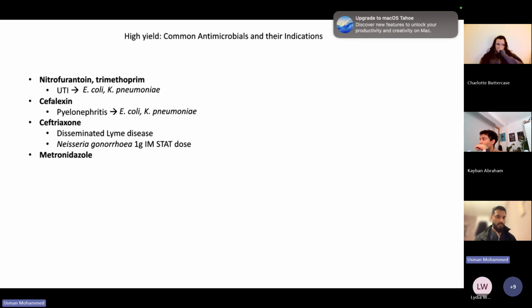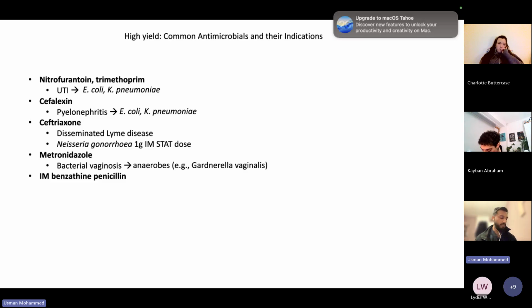Metronidazole. Think about a woman who comes in and has a lot of vaginal discharge. So we've got BV. BV, good. And that's caused by anaerobes, mainly Gardnerella vaginalis.